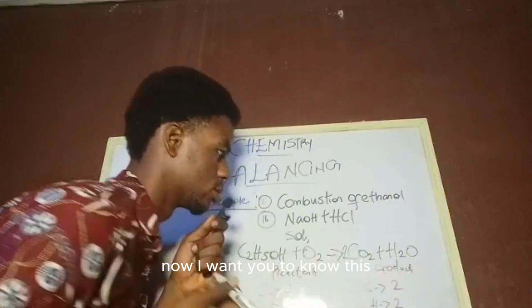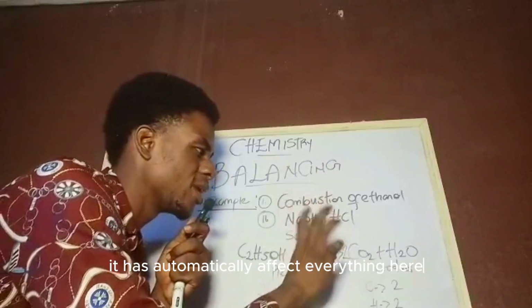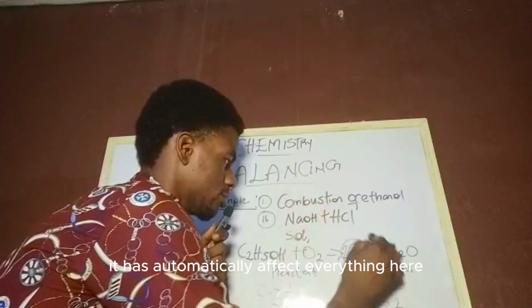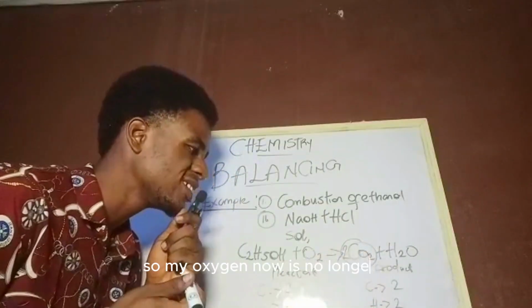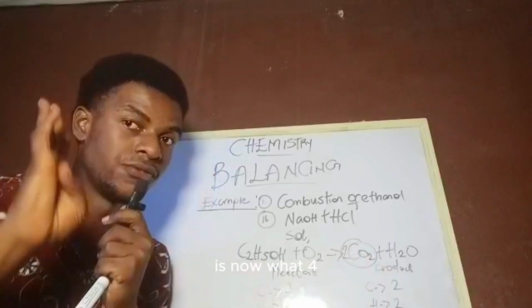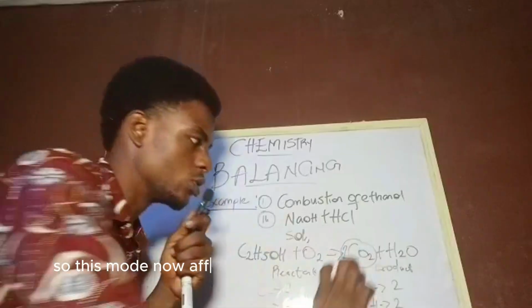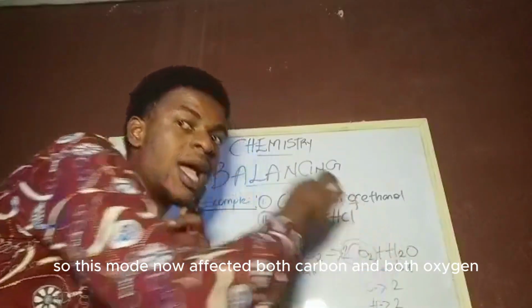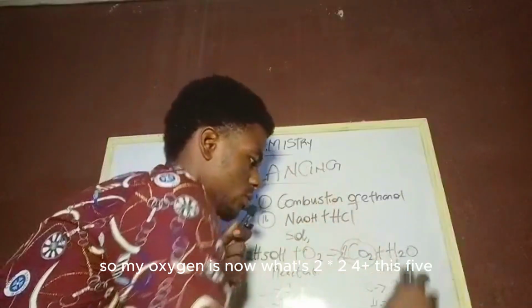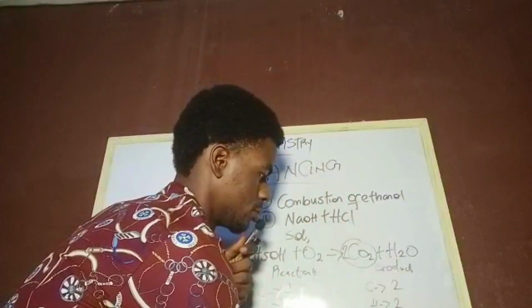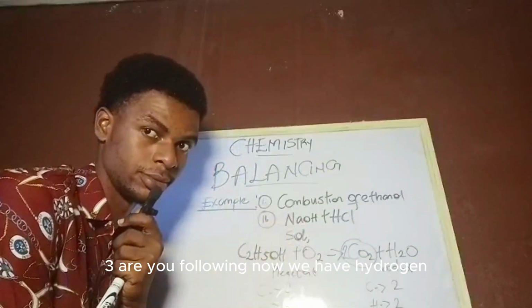Now I want you to know this. Based on the fact that I've added 2 to this carbon, it has automatically affected everything here. It has affected both carbon and also oxygen. So my oxygen now is no longer 2, it is now what? 4. Because 2 times 2 will give me what? 4. So this 2 now affected both carbon and both oxygen. So my oxygen is now what? 2 times 2, 4, plus this, 5. That's now my oxygen. Now, oxygen here is what? 3. Are you following now?